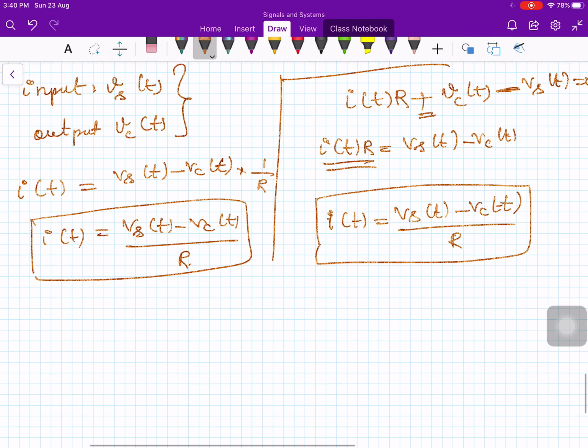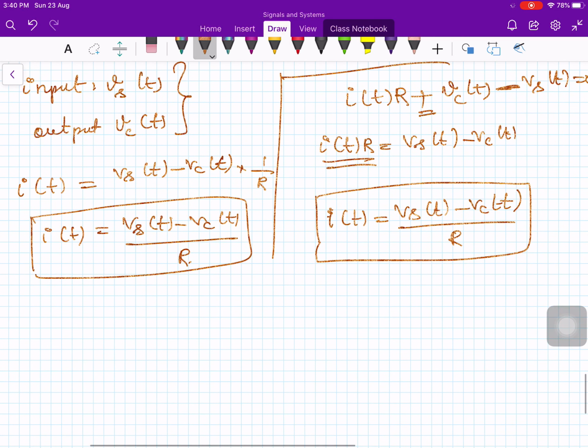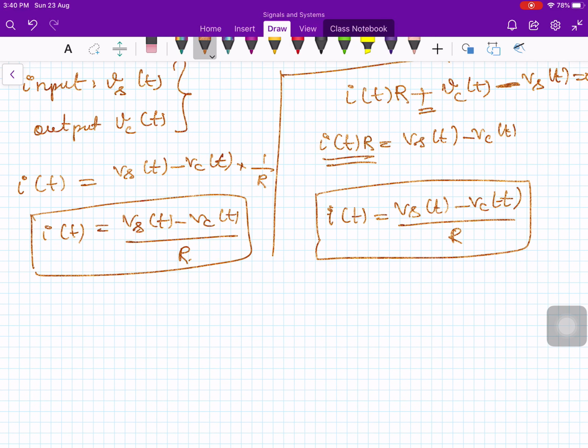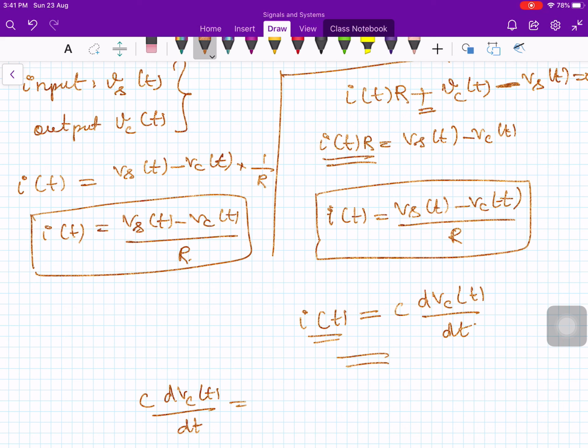Similarly, using the defining constitutive relation for a capacitor, we can write I of t, because I of t is the amount of current which flows through the capacitor, and the current flowing through the capacitor is given by C times dVc of t divided by dt. Okay, so now I of t I got it. Now you substitute back there. So C times dVc of t by dt is equal to Vs of t minus Vc of t over R.